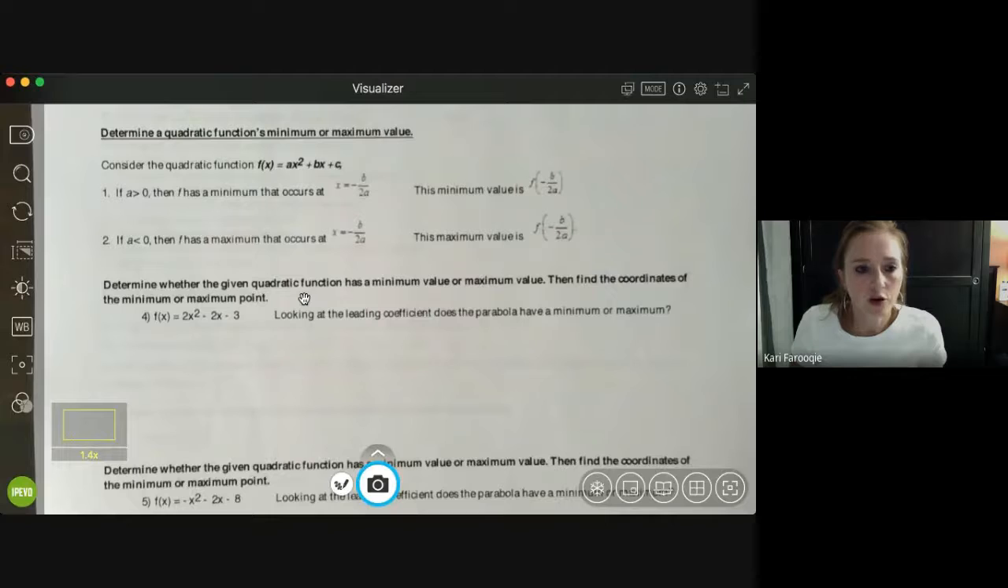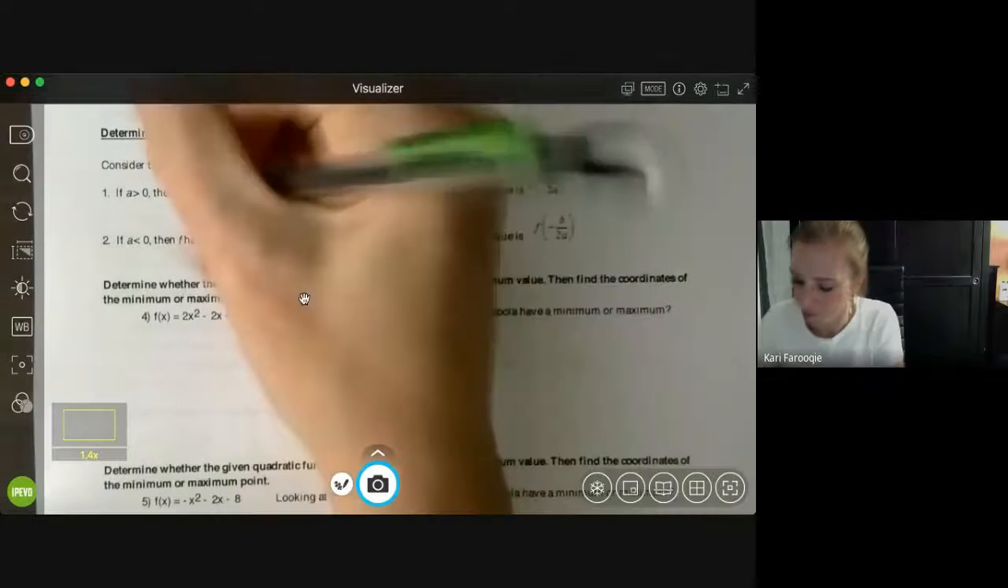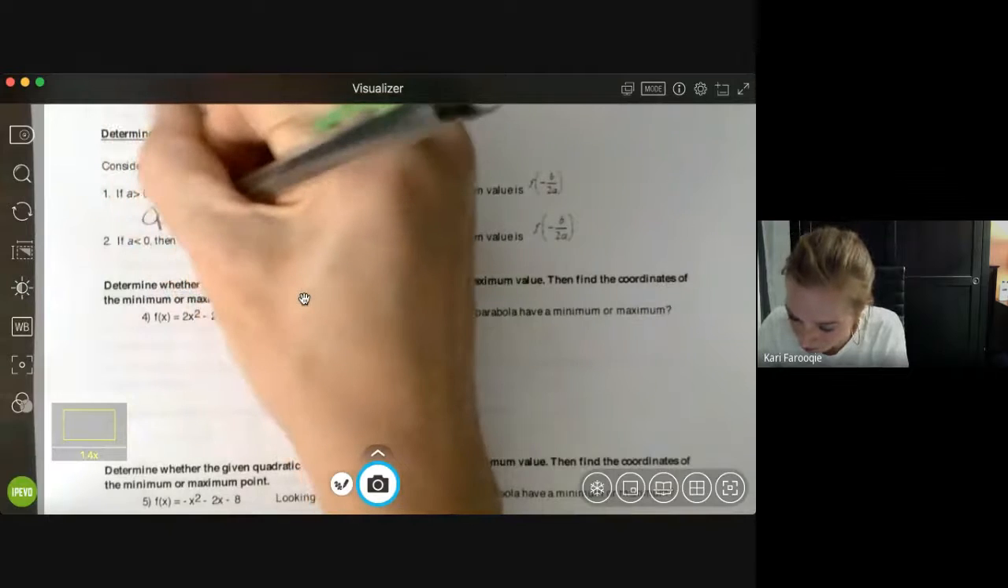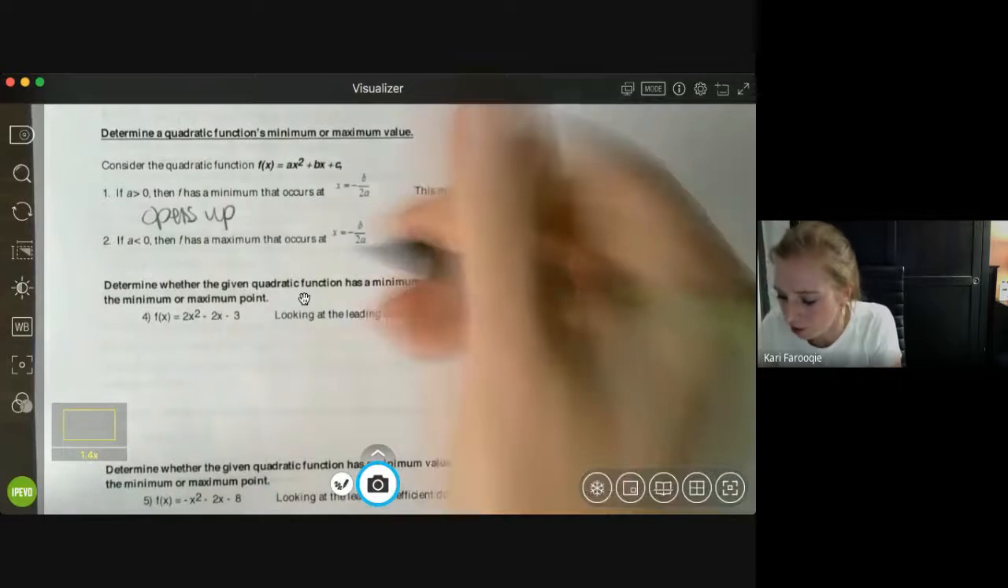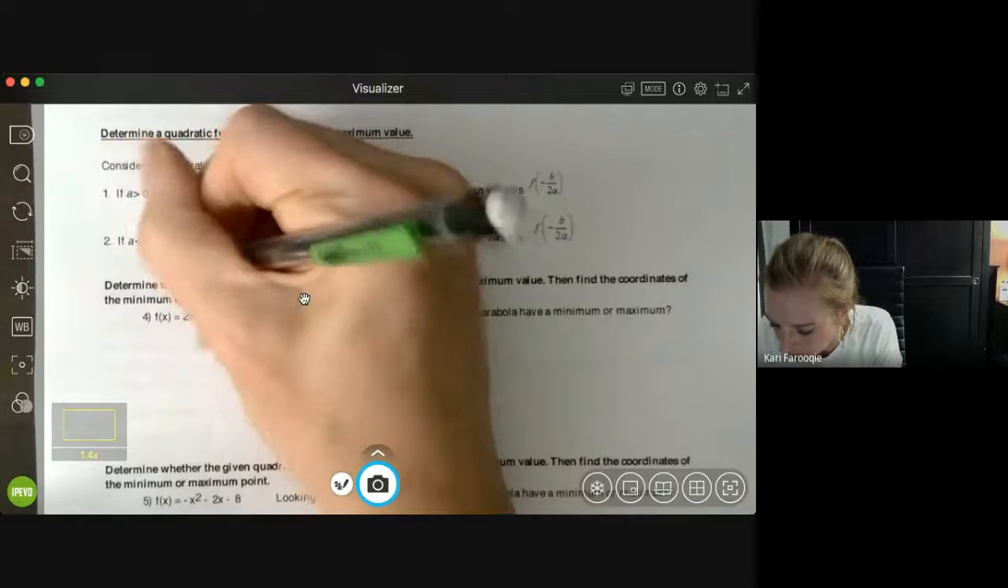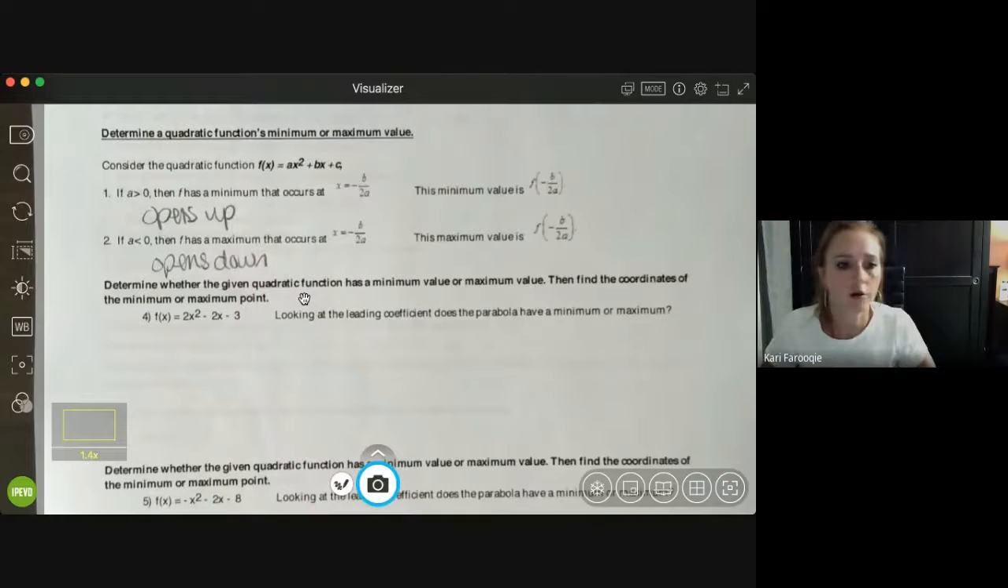So consider the quadratic function f of x equals ax squared plus bx plus c. If a is greater than 0, then f has a minimum that occurs at x equals negative b over 2a. And remember, if a is greater than 0, that means that your graph opens up. You want to make a note of that. If a is less than 0, f has a maximum that occurs at that x coordinate of the vertex. And this occurs when your graph opens down.